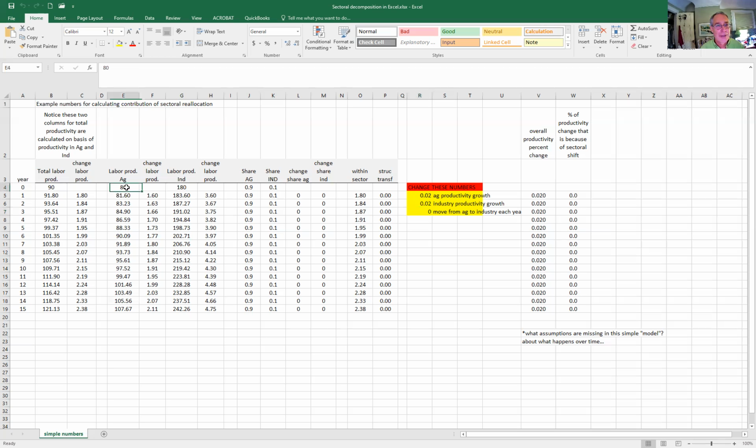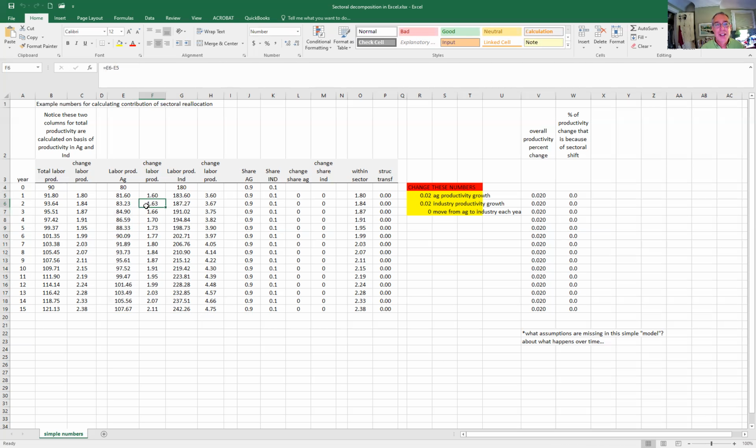So we notice that over time, the agricultural sector increases productivity by 2% every year. The formula is right here: it's just 1 plus 0.02 times the previous year's agricultural productivity. Industry productivity increases by 2% a year. So again, we have just 1 plus 0.02 times the previous year's productivity, and we just copy that down. So industrial productivity is just increasing 2% a year. Labor productivity is increasing 2% a year.